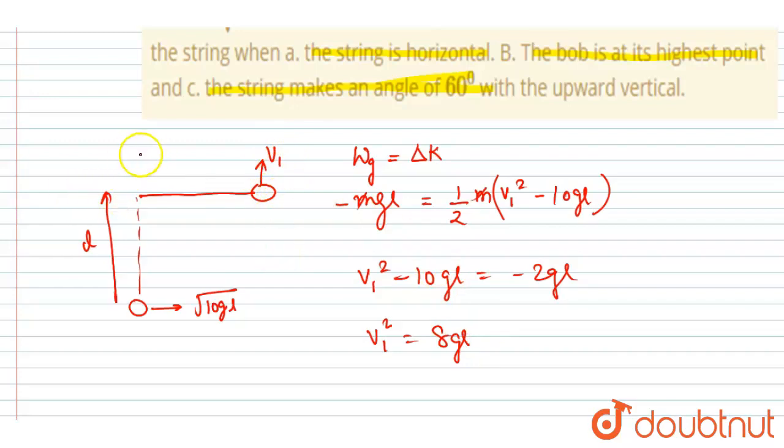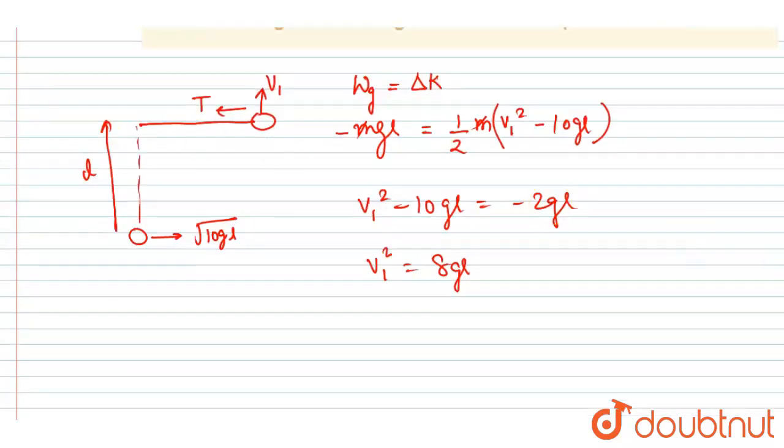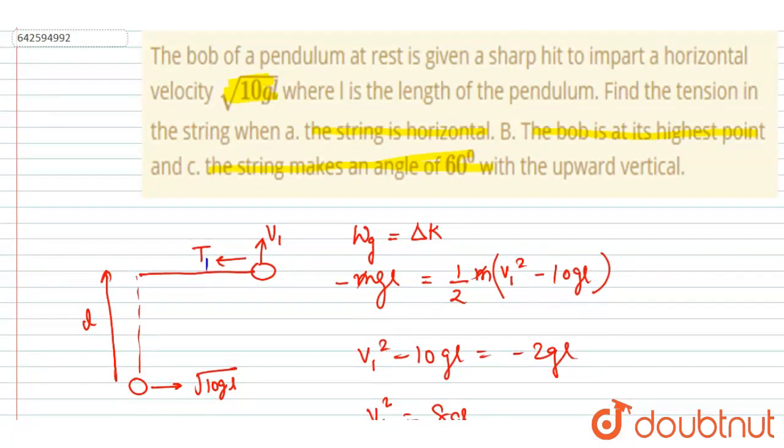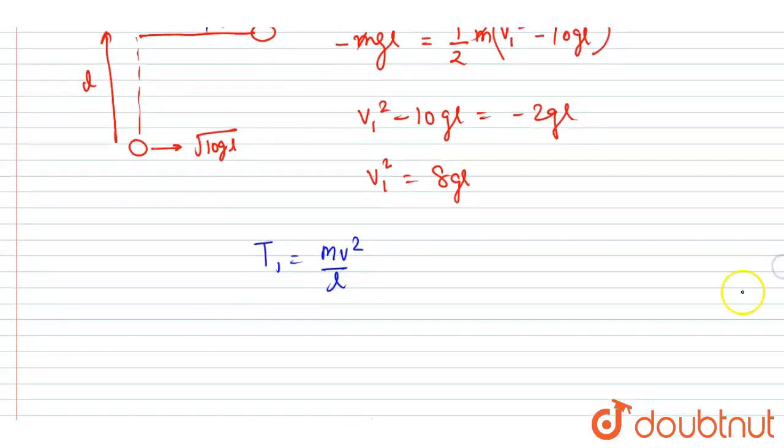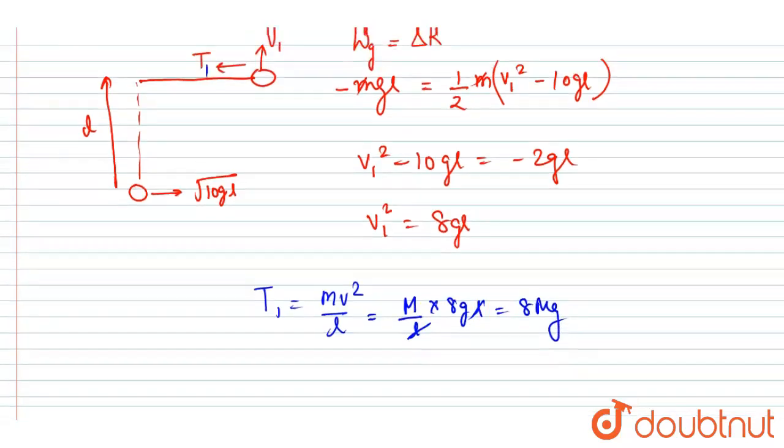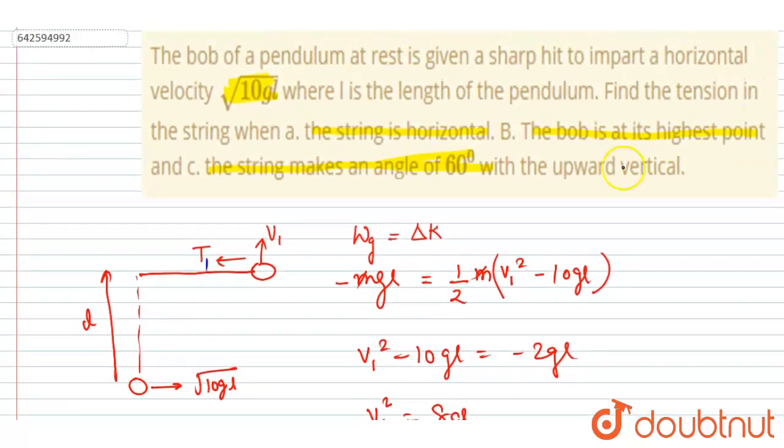We want the tension, right? So here this tension force will act as the centripetal force. Let's suppose this is T1, is equal to m v square by L, right? It is to be calculated when the string is horizontal. So just put the values. m by L into v square, this L will get cancelled out and you will get 8 mg, right? So this will be the tension in the string when the string will be horizontal.